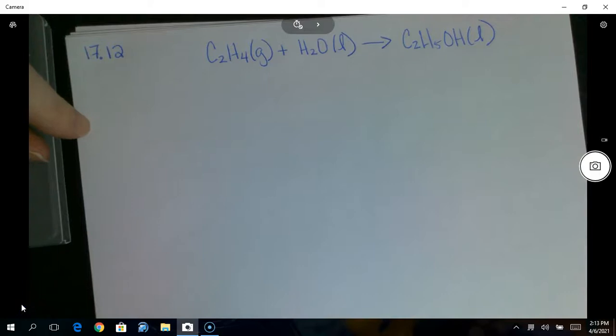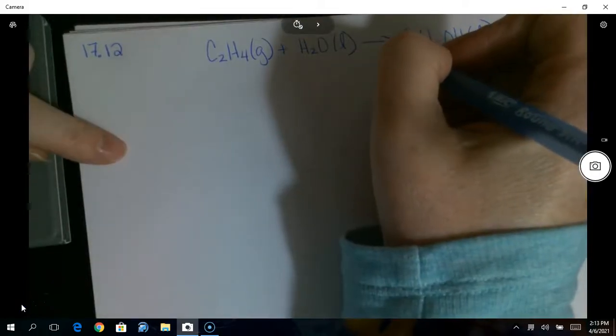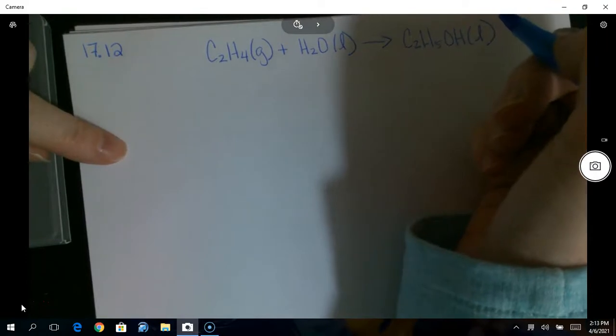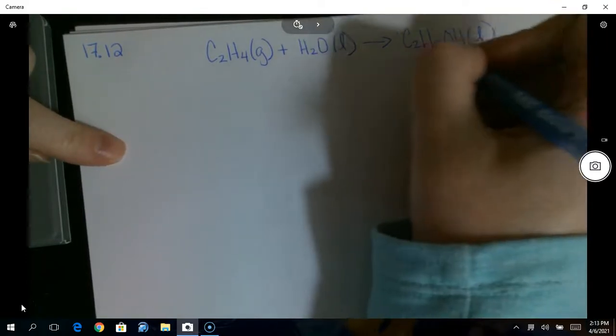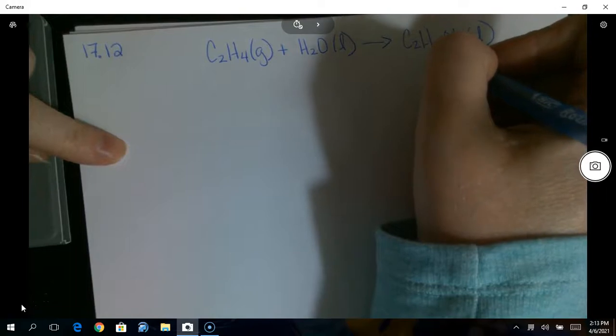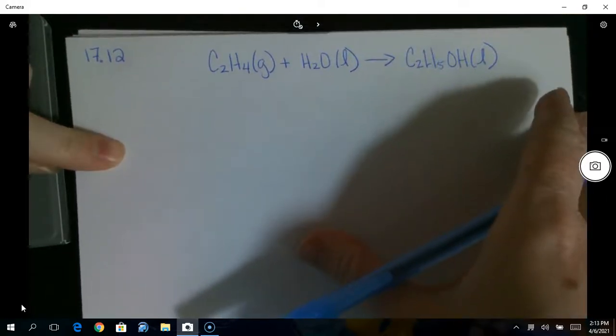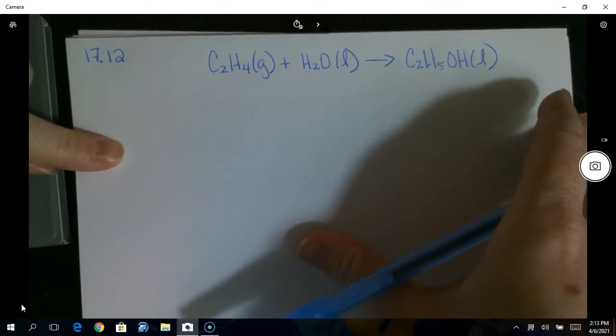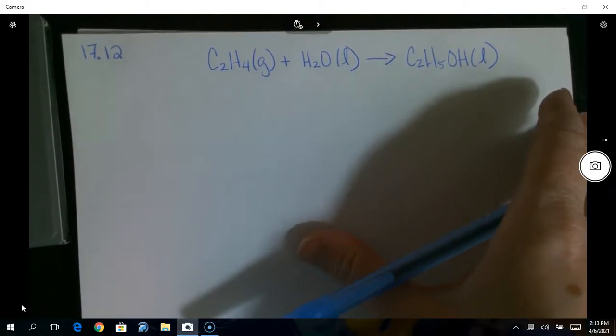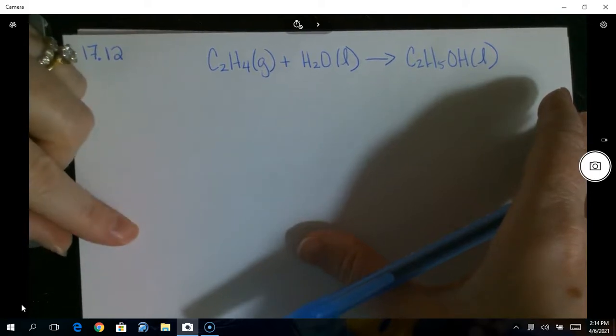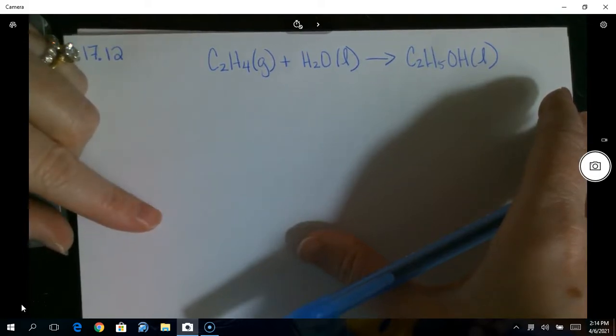In example 17.12, we have this reaction, and you're told a chemical engineer wants to know how feasible it is to make this, the ethanol. So in this problem, it doesn't give you any values. It expects you to look them up in the appendix in the back of the book. I'm going to go ahead and give those to you. There are no values that you would be expected to memorize on the AP exam. They will always give you whatever the energy of formations are.